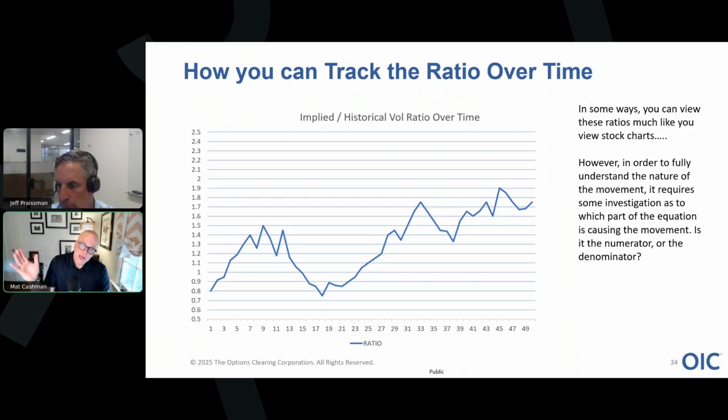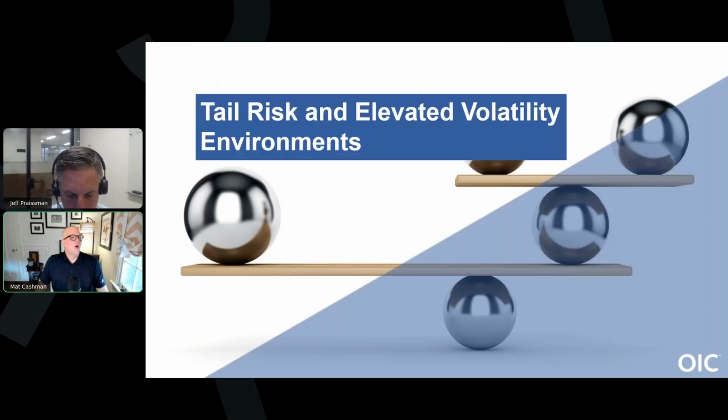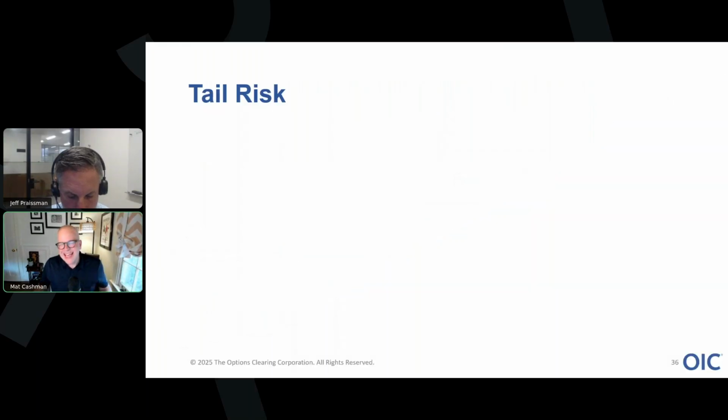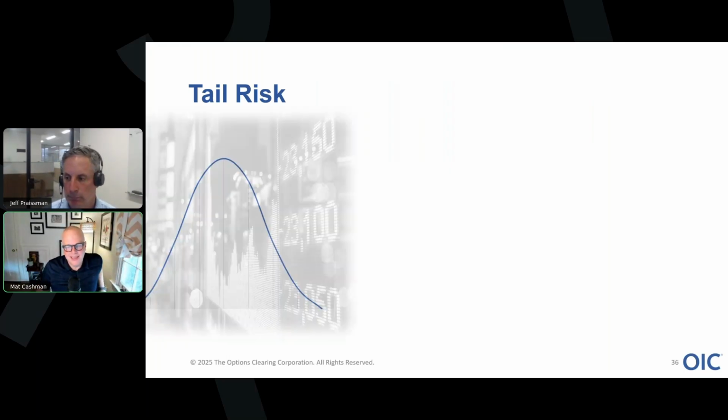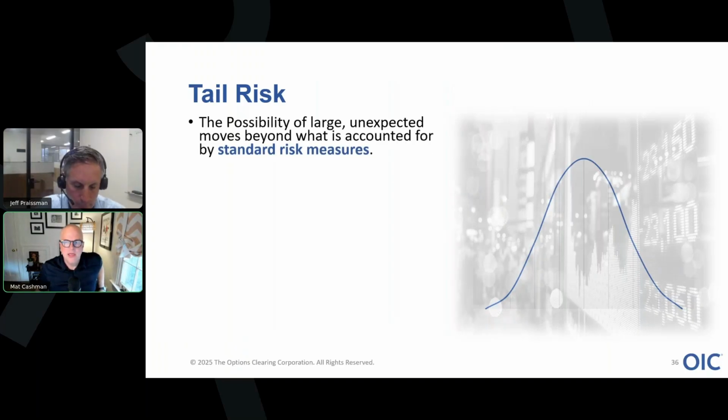Does it live there all the time? Does it live there only when there's expected vol events on the horizon, et cetera, et cetera? So let's talk really quickly about tail risk, because in elevated vol environments, tail risk starts to show up on the radar in ways that it doesn't in other environments.